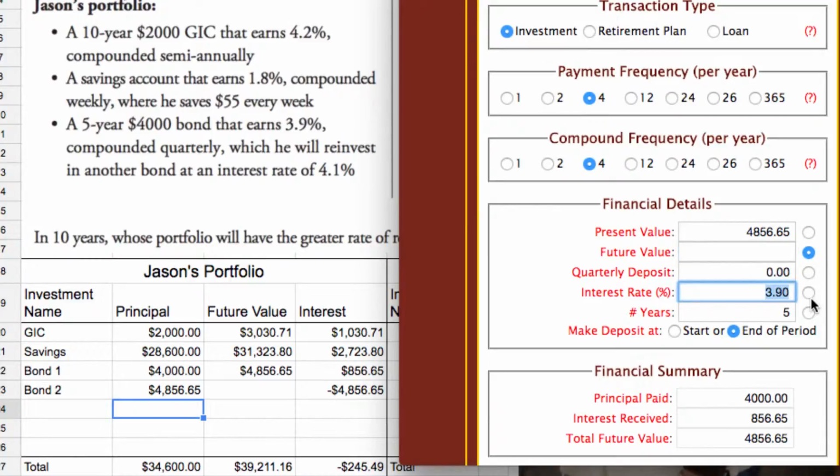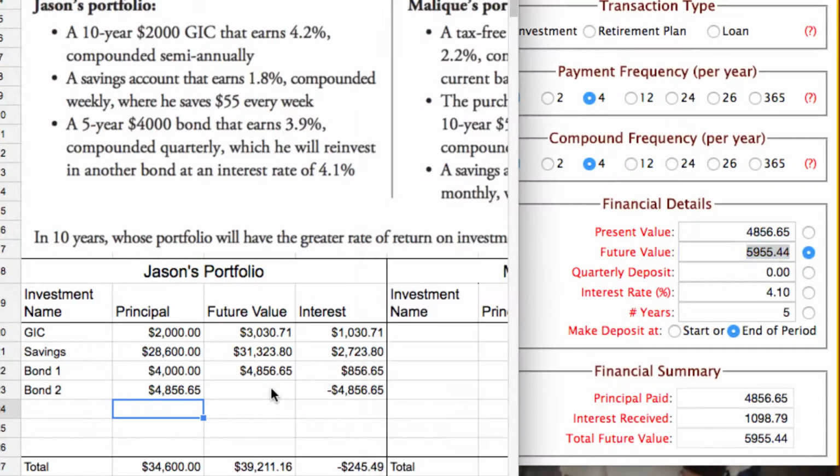The interest rate has changed, so now it's 4.1. And it's still for another 5 years. So let's go ahead and find out. $5,900. So that's pretty sweet. So let's plug that into here.